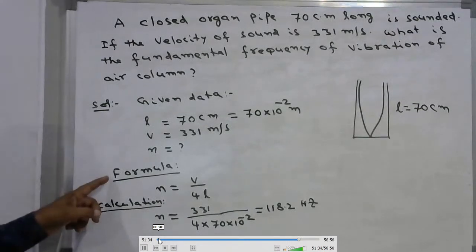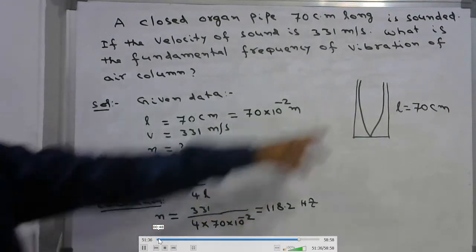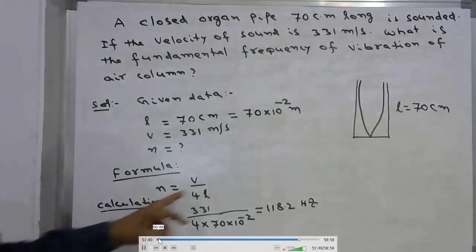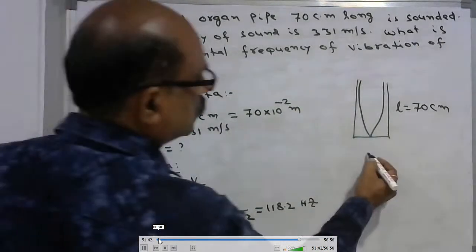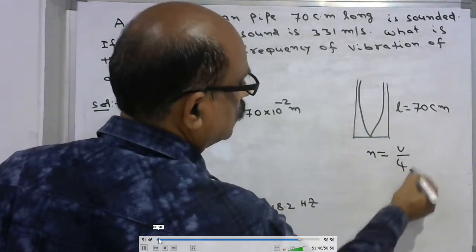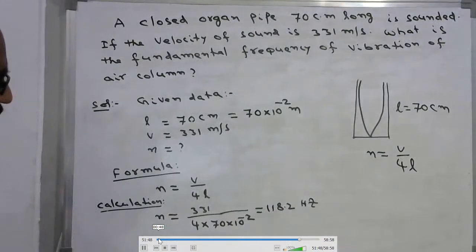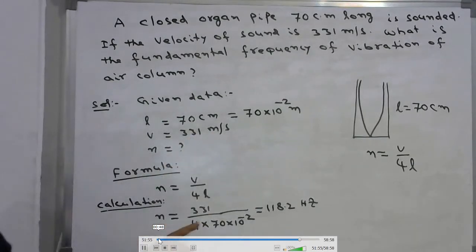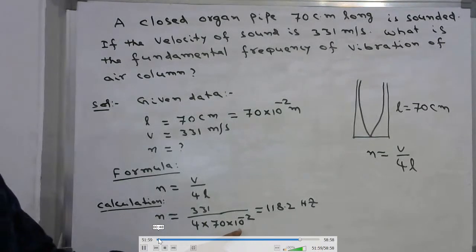So what is the formula related to this closed pipe fundamental frequency? N equal to V by 4L. In this case, N is equal to V by 4L. That is the formula you have to write. And then substitution and calculation. The velocity is given as 331 meters per second, divided by 4 times its length.